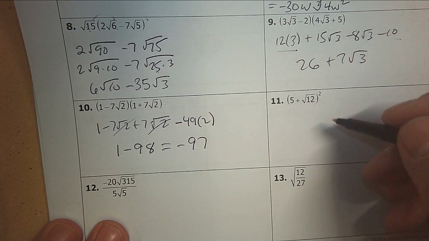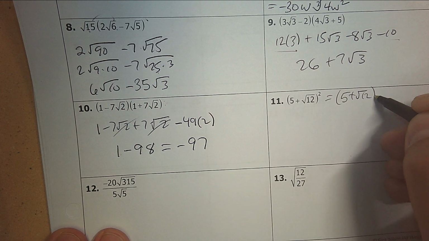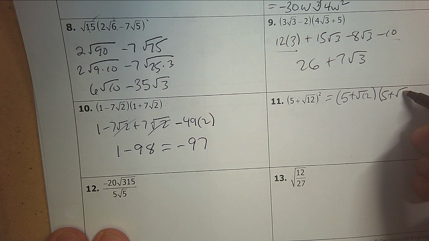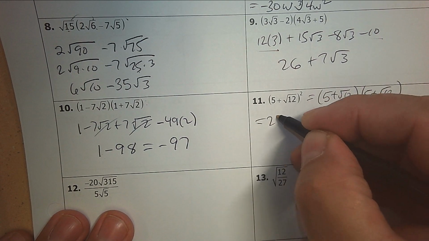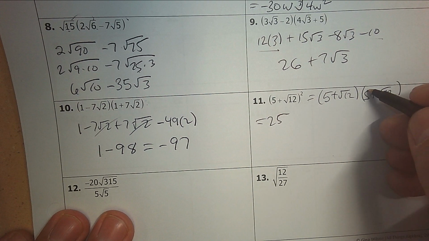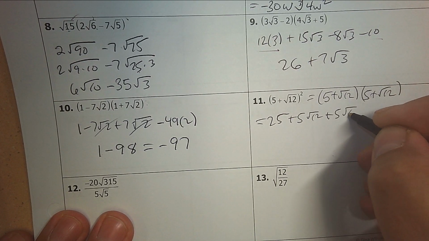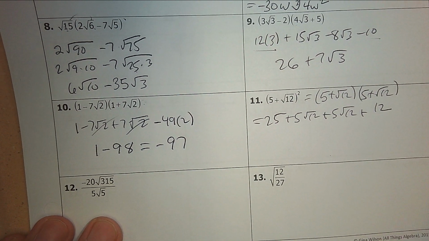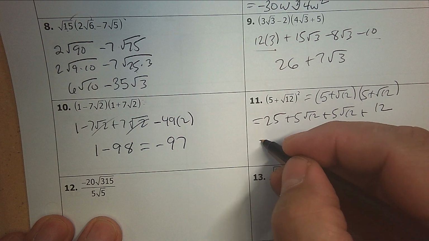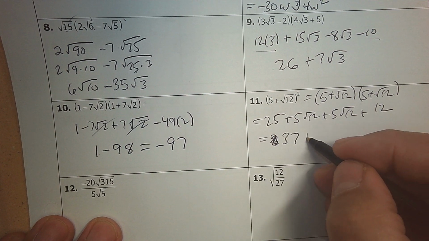Here I'm squaring, so think of this, it's repeated. So 5 times 5 is 25, then the insides, 5 times root 12 and 5 times root 12, and then root 12 times root 12 is 12. Combine like terms, so 12 and 25 is 37, 5 and 5 is 10 root 12.